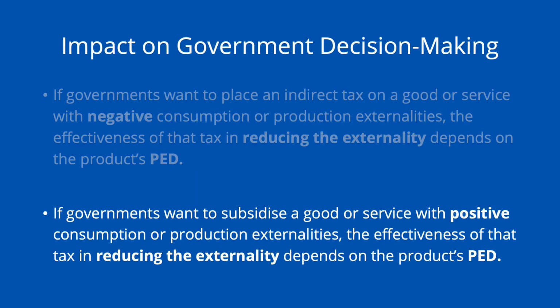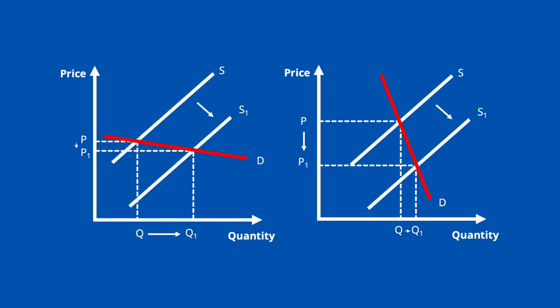The same goes for subsidies to encourage the consumption and production of goods with positive externalities. Their effectiveness depends on the product's PED. As you can see, the fall in price due to the producer subsidy leads to a large rise in quantity demanded for the subsidized good with price elastic demand. This is because the good becomes much more attractive compared to other substitutes, driving consumers away from buying those substitute goods and towards buying the subsidized one.